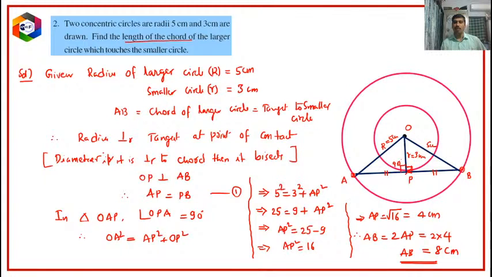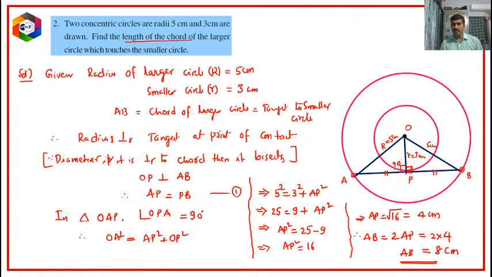Okay, children. Now the radius is always perpendicular to the tangent at the point of contact. We know that starting theorem that we have discussed in circles. And another important point which we have learned from 8th class onwards: if a diameter is perpendicular to the chord, then it bisects. That means it divides into two equal parts also. So OP is perpendicular to AB, therefore AP is equal to PB. AP and PB length, that we have first calculated.